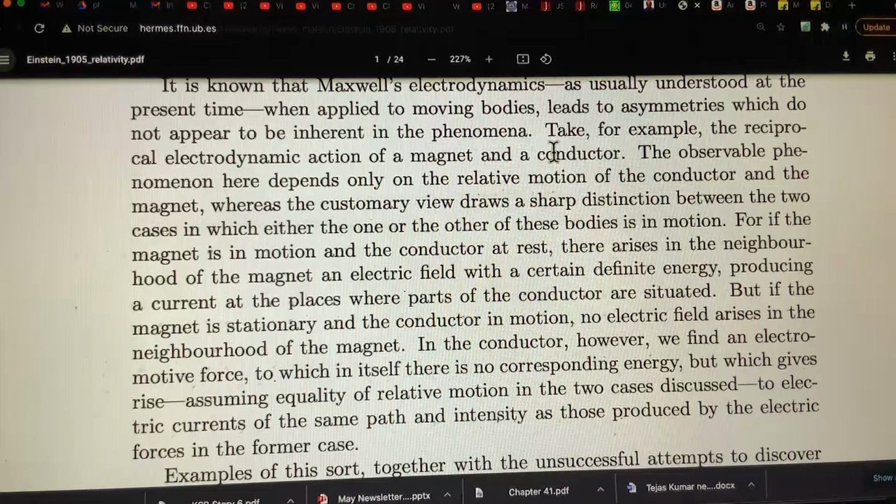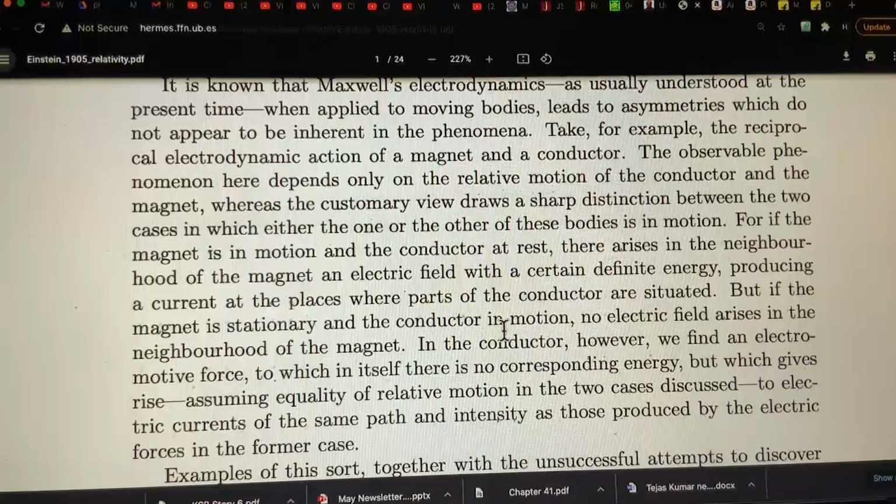Faraday's experiment: you have a coil, you have a magnet, and the coil is connected to a galvanometer. The magnet moves through the coil, and the galvanometer shows deflection, so some current is there. And if the magnet is kept fixed and the coil is moved, then you also have a similar deflection. Now the interpretations of the two are very different, and that is what is written here. If the magnet is in motion and the conductor at rest, then the interpretation is that the moving magnet creates an electric field, and that electric field creates current.